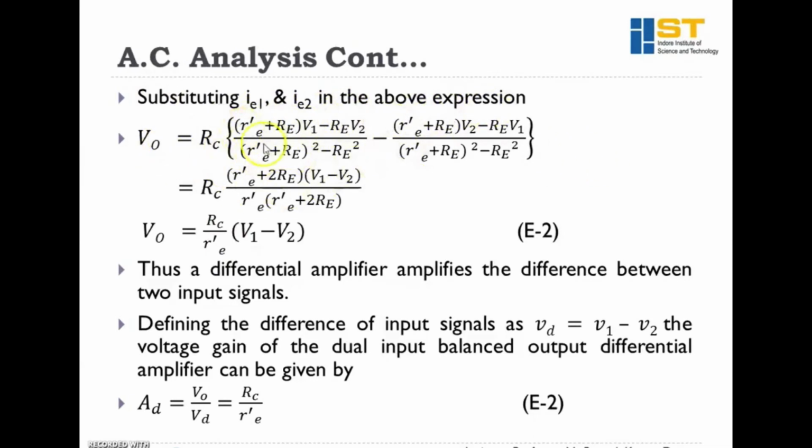After solving this, as the denominator is the same, we just have to calculate the numerator part. So we get (RE dash plus twice RE) times (V1 minus V2). As RE dash plus twice RE is common in the numerator and denominator both, we can cancel this. So we get V0 equals RC upon RE dash times (V1 minus V2). Now V1 minus V2 is just the differential input voltage. So we get the differential gain as V0 upon Vd, that is RC upon RE dash.